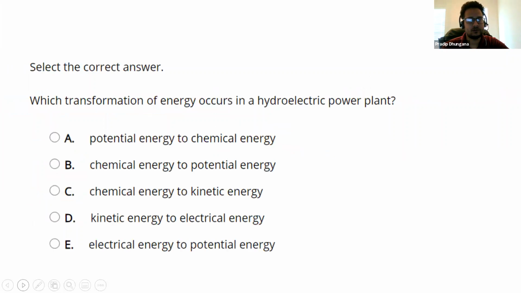Now let's go to the next question. This question is, which transformation of energy occurs in a hydroelectric power plant? So think about how electricity is produced in a hydroelectric power plant, okay? And then try to answer this question.